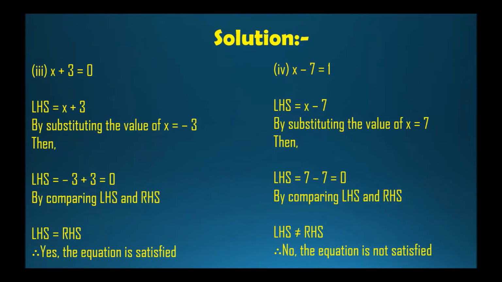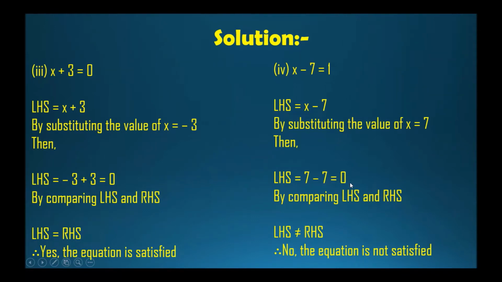Fourth one is x minus 7 equals 1. Now the value of x is 7. We will put the 7 in place of x. So 7 minus 7 equals 0. By comparing LHS and RHS, we can say this equation is not satisfied.